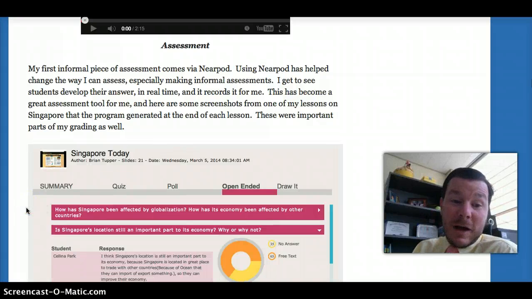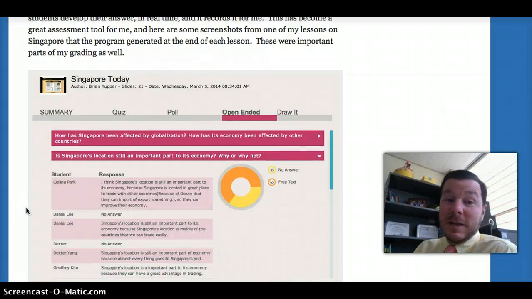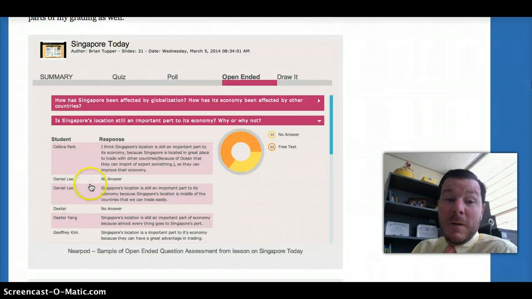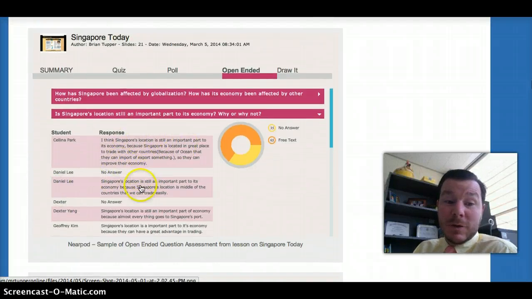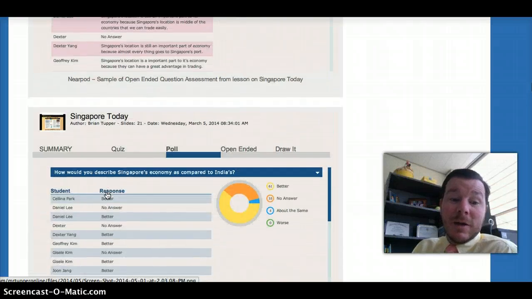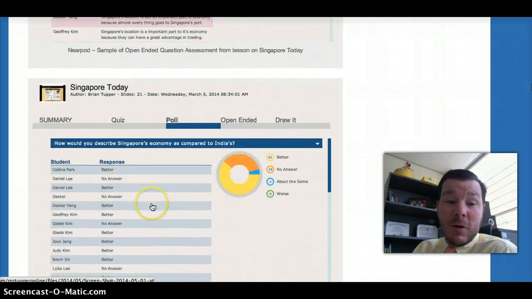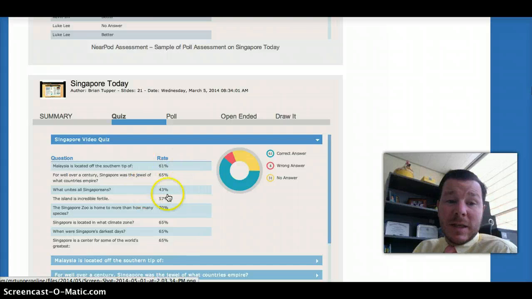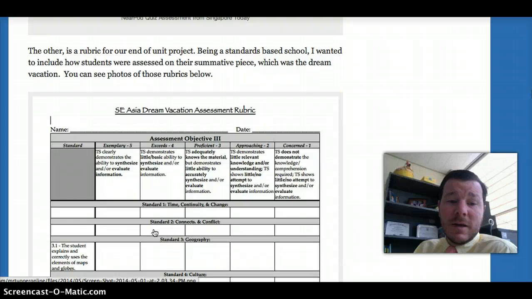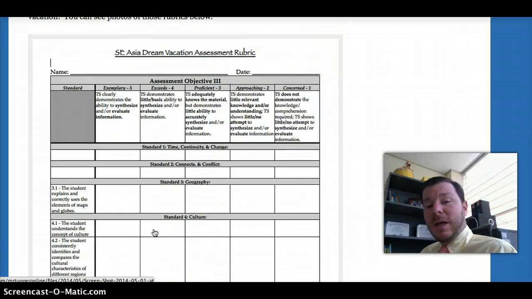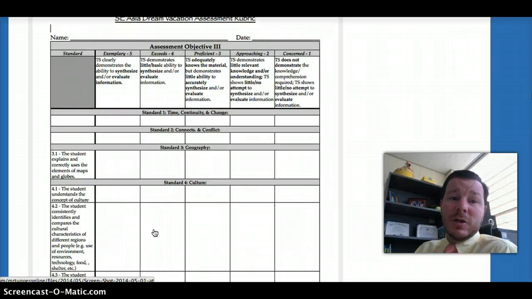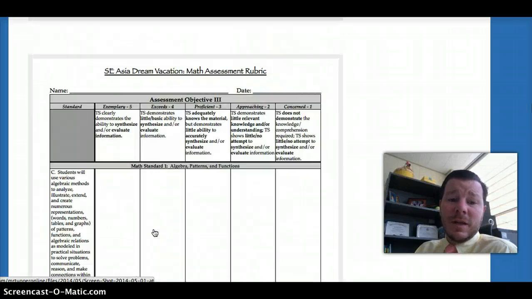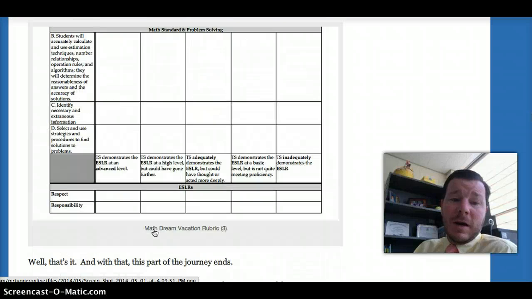Lastly, you have the assessment pieces. This is an assessment piece from Nearpod. This is an open-ended assessment piece where you get to see what their answers were. Here's a poll piece where you get to see what each kid voted. And here is a quiz where it tells you what percentage of the students got questions right. And then, being a standards-based school, here's the rubric that we use for the Southeast Asia Dream Vacation, for social studies, and for math.